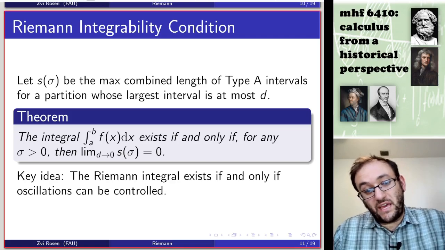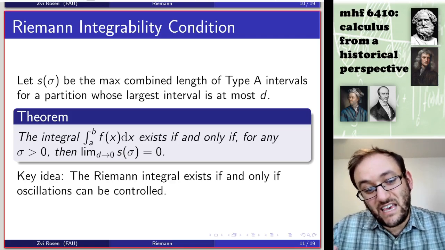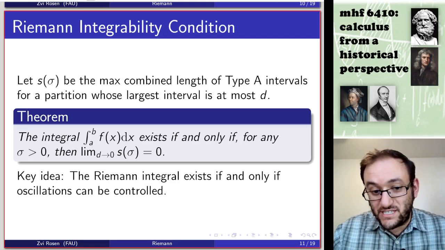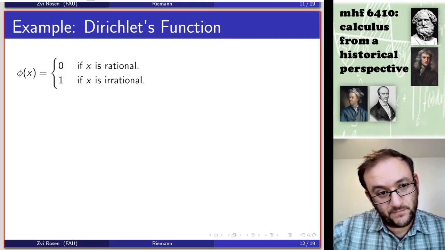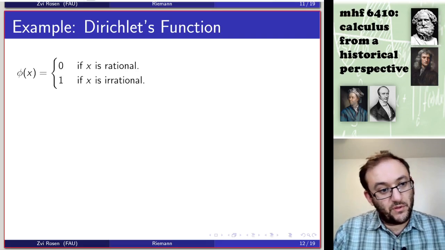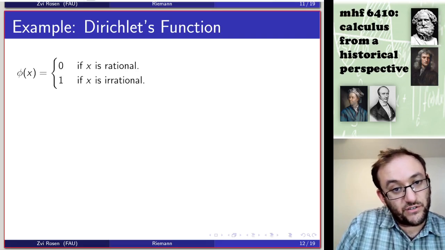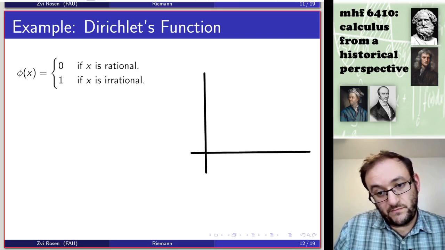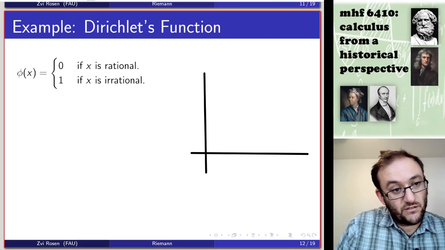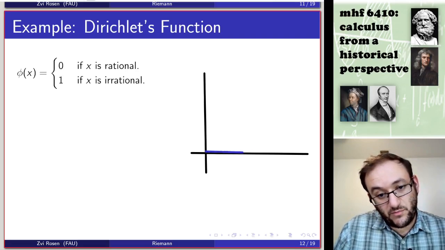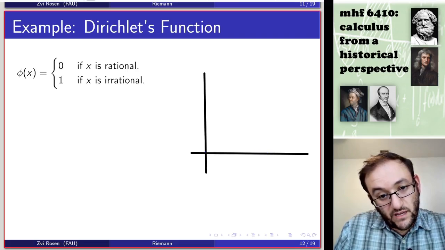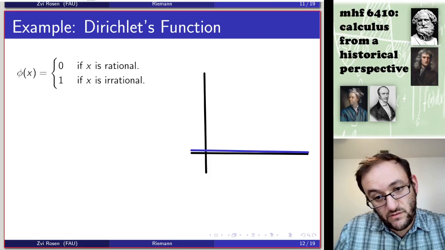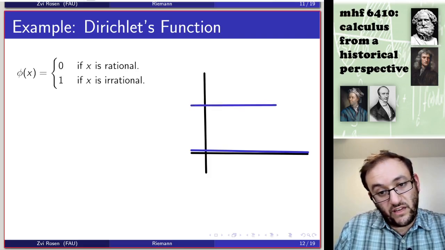The key idea being that the Riemann integral exists if and only if our oscillations can be controlled. Okay, so let's look at an example. The function that we mentioned earlier, Dirichlet's function. Again, this is the function which is 0 for rational numbers. So we have a bunch of 0 values and a bunch of 1 values.